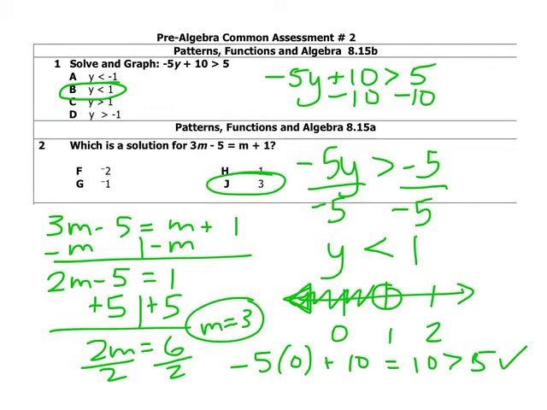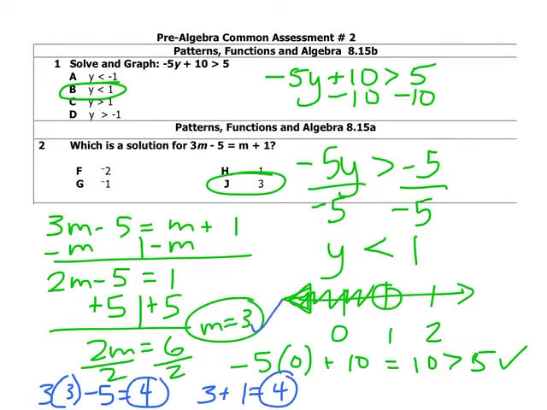Now go back and check it. I'll do so in blue. 3 times 3 is 9, minus 5 is 4, and 3 plus 1 is 4 on the other side. They match? We're right. Moving on.